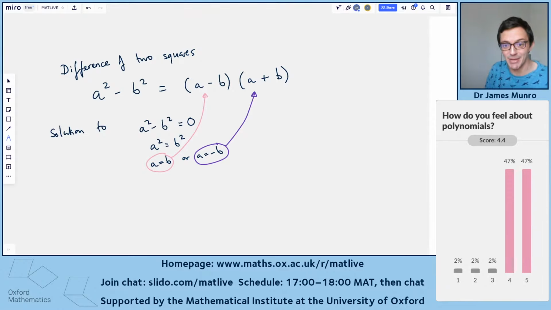I'm always watching out for people who pick 1 star or 2 stars or something like that. But this is much more unanimous. I can't remember what the average score was last week, but this week it's at 4.3 at the moment, which is pretty good. People feeling pretty happy about factorising polynomials.